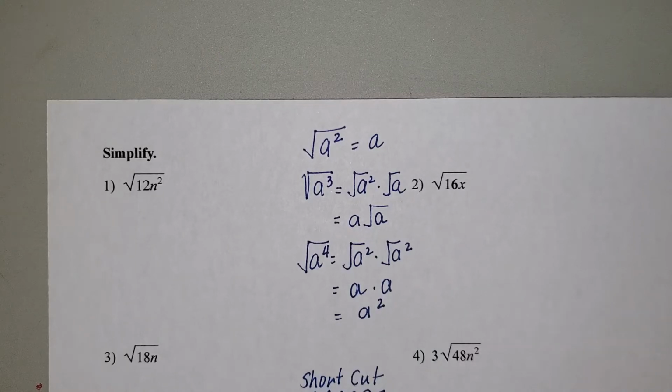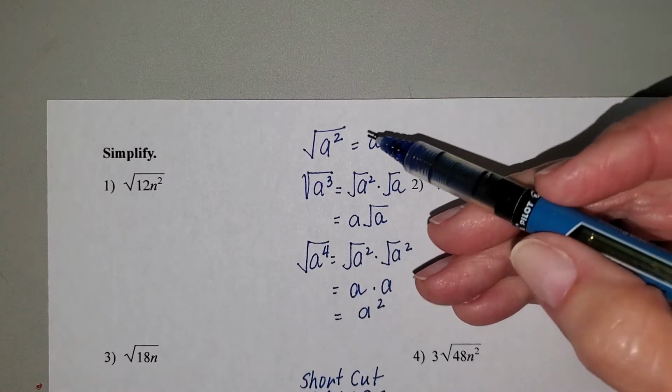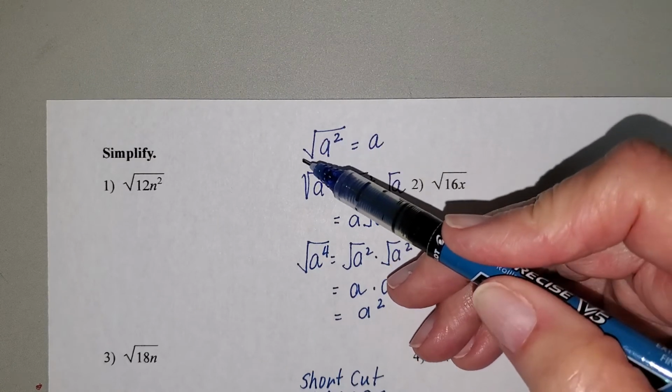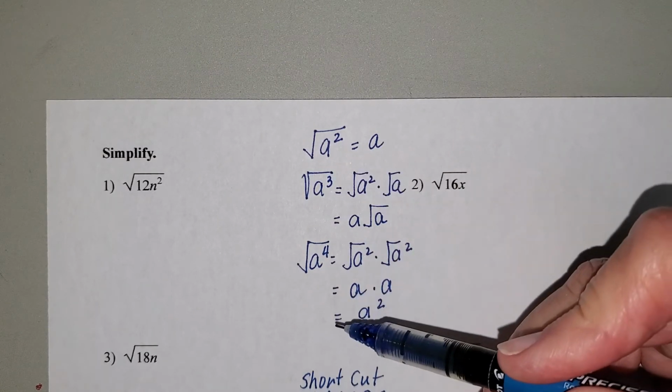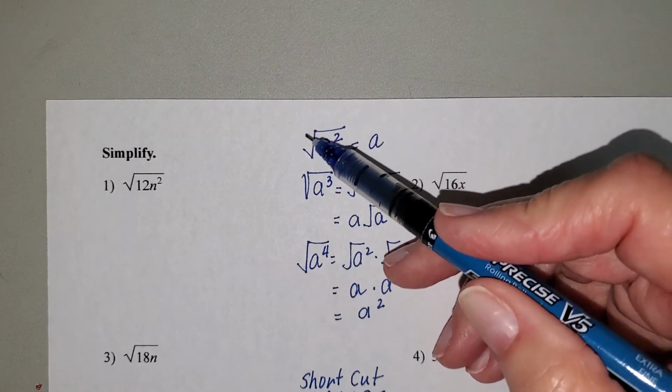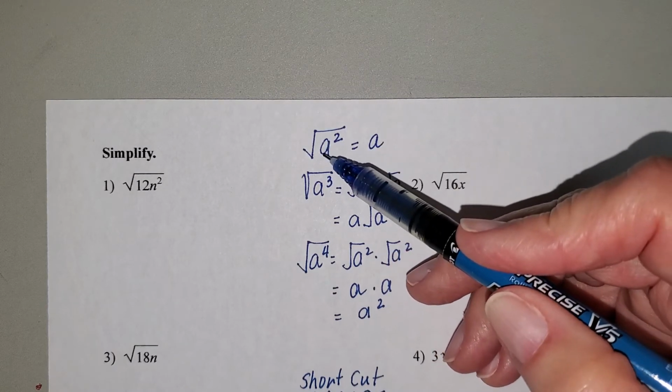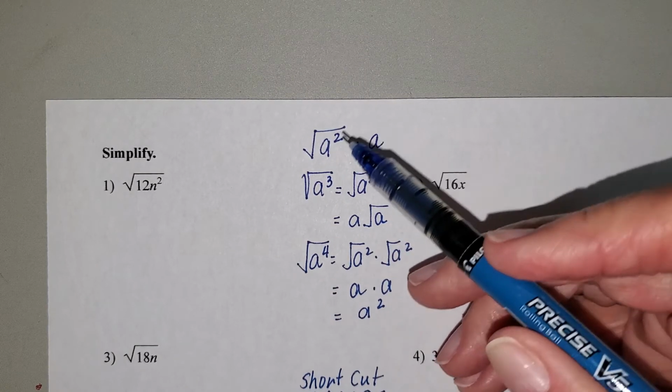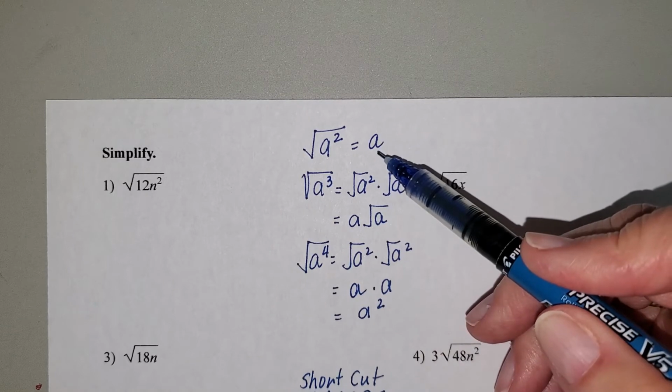Hello, so today's topic is simplifying radicals that have a variable in it. So let's look at this. If we have the square root of a squared, what this means is what to the second power equals a squared, and the answer is a. So the square root of a squared is a.